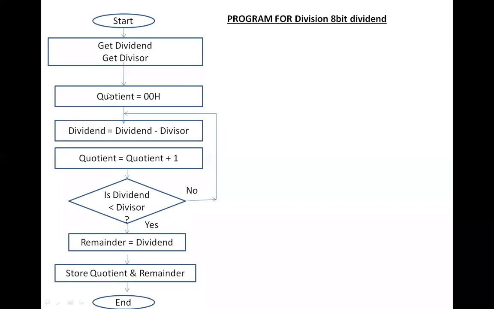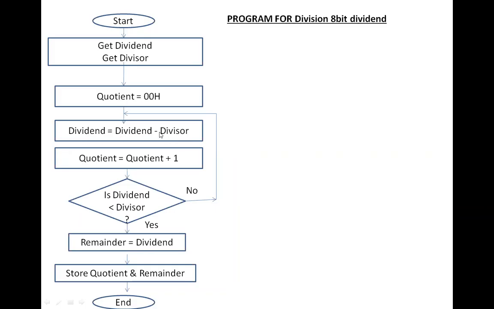Whenever we are doing successive subtraction of the divisor from the dividend, the number of times we subtract will be counted in the quotient. The number of times it has been subtracted will be called the quotient. If we are able to subtract the divisor from the dividend 3 times, the quotient value will be 3. If we are able to subtract 4 times, the quotient value will be 4. So we are going to say that dividend is equal to dividend minus divisor.